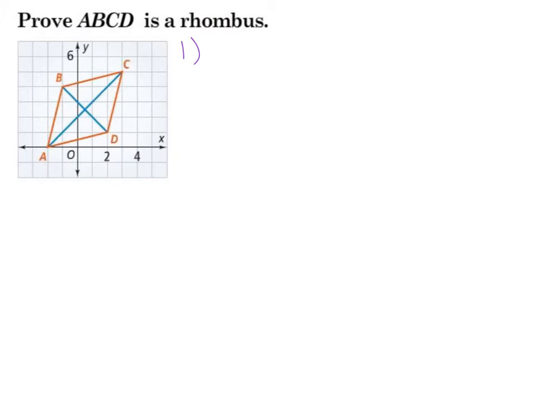So the slope formula is y2 minus y1 over x2 minus x1. We know that A is at negative 2, 0. B is at negative 1, 1, 2, 3, 4.